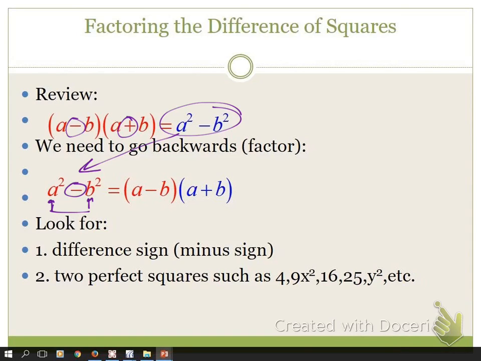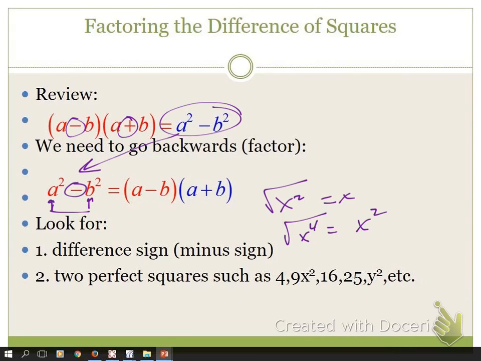Now, what do I mean by perfect squares? Well, those numbers like 4, 16, 25, 9, 81. These are all numbers that you can square root and get a whole number. And additionally, perfect squares, as far as variables go, are any variables that have an even exponent, right? The square root of x squared is x. The square root of x to the fourth is x squared, right? You're looking for something that if you multiply it by itself will give you what's inside the square root.